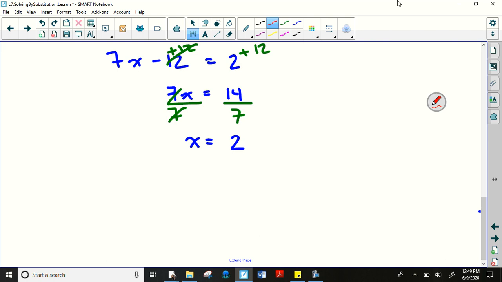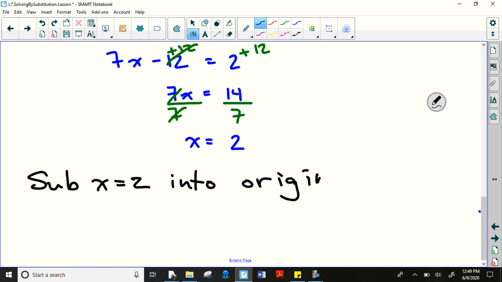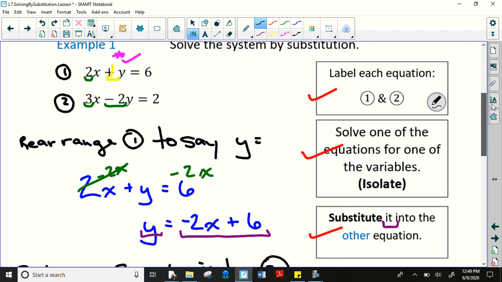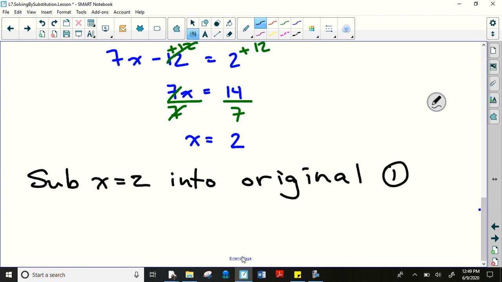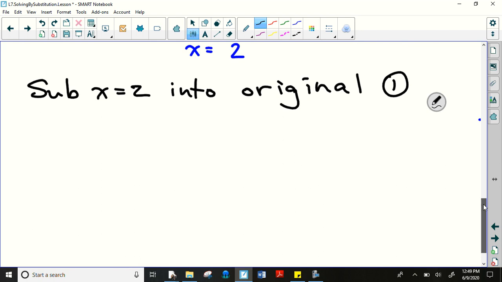So our original equation was, now we are substituting x equals 2 into the original, and that was number 1, which is 2x plus y equals 6.